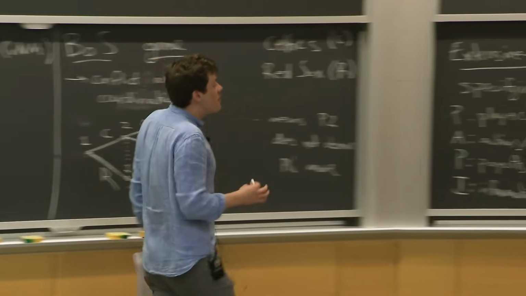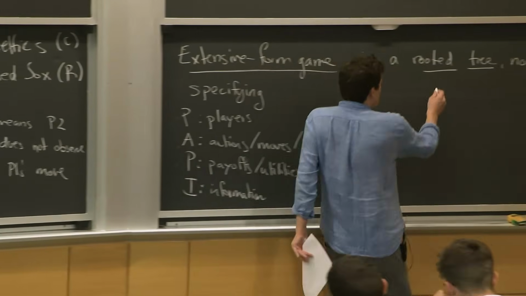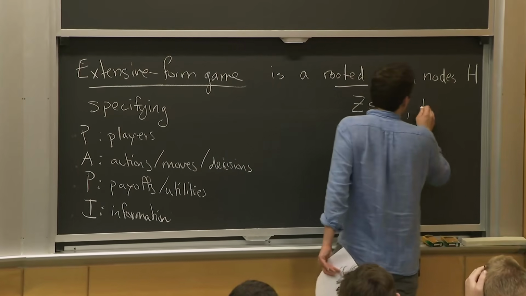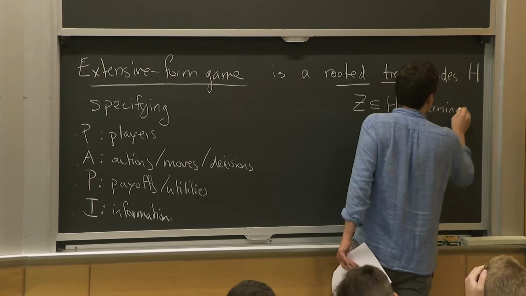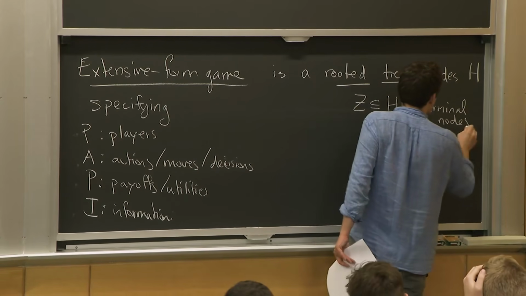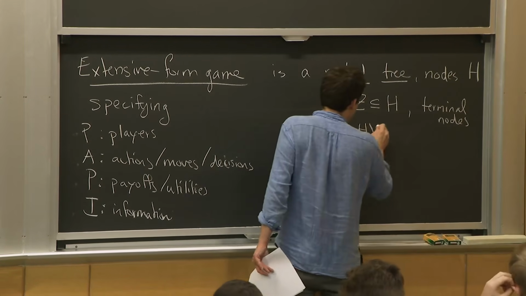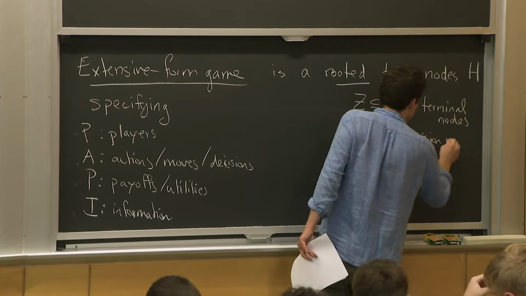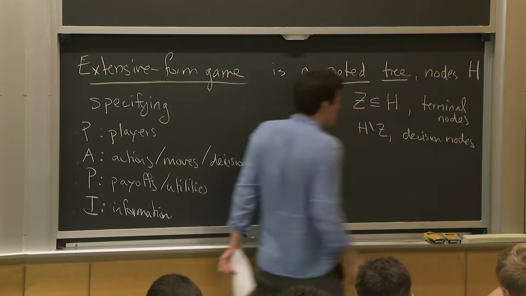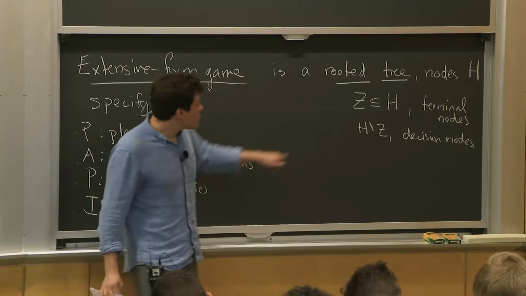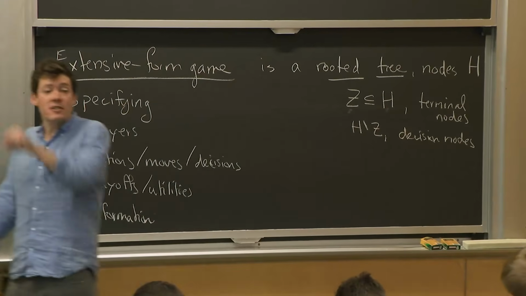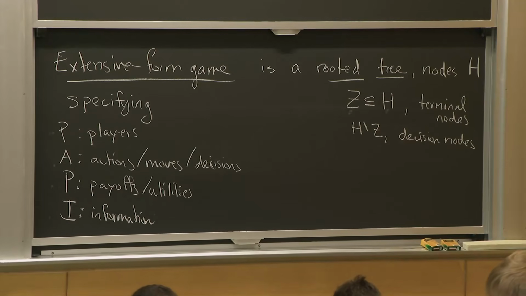So within the set of nodes H, we'll say Z, which is a subset of H. These are the terminal nodes. And then H minus Z, these are the decision nodes. So I could define this formally, but I think we should know what this means. Z subset of H means there's some subcollection of nodes that are the terminal nodes.